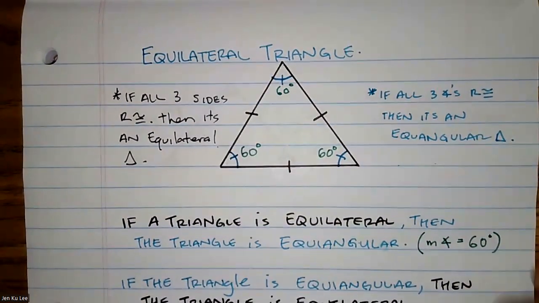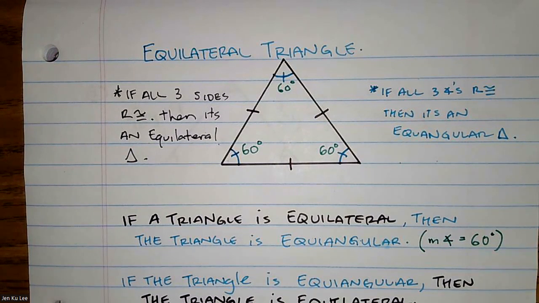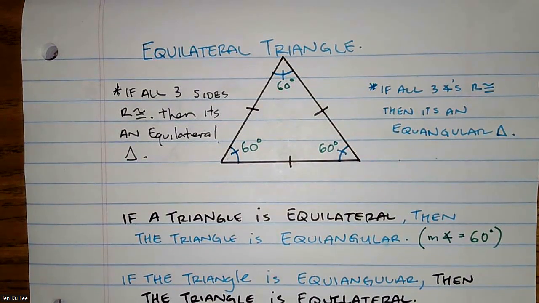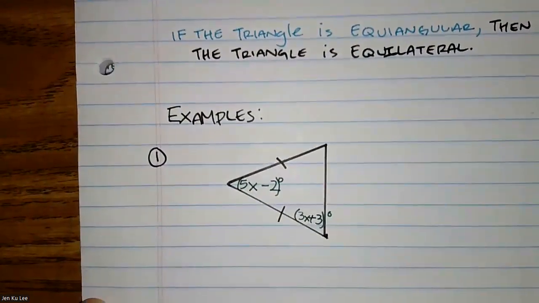Okay. So we got that. We got what isosceles triangles are. We got what equilateral triangles are, or equal angular triangles. Okay, let's do some examples. All right. So example number 1 is this.